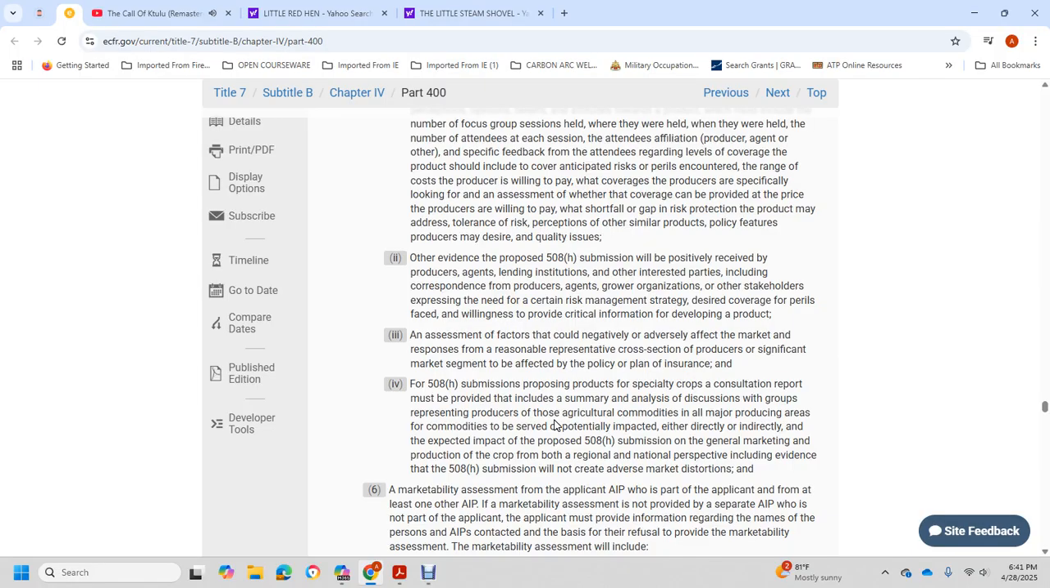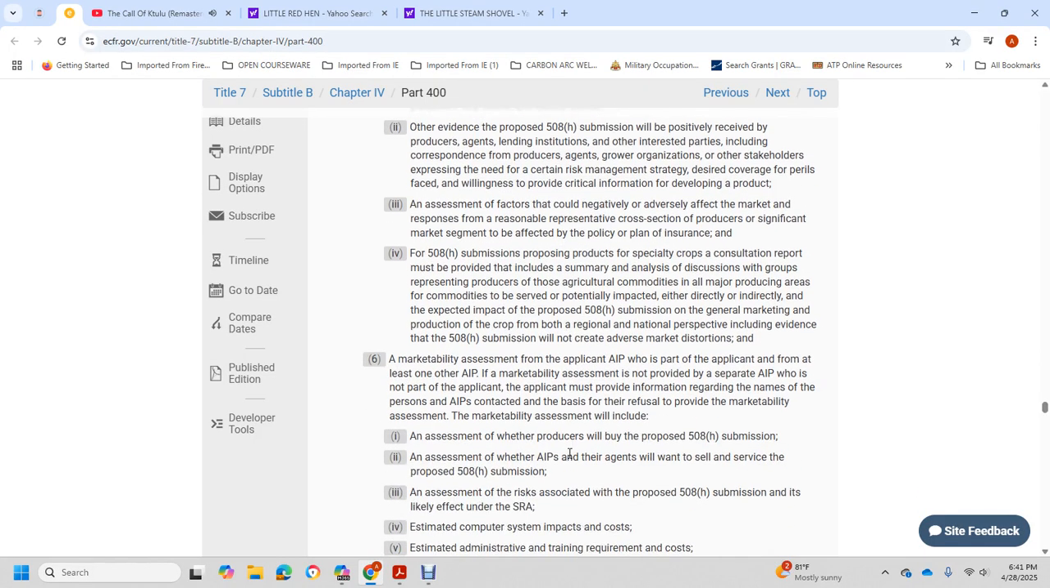The 508(h) submission, policy, production, special crop consolidation report must be provided and include a summary of the analysis and discussion with a group of representatives of the agricultural commodity, the major producers of the area of the commodity, with the potential impact, either directly or indirectly, expected. The proposed 508(h) submission of the general marketing production of the crop from both the regional and national perspective, including evidence the 508(h) submission will not create adverse material distortion.